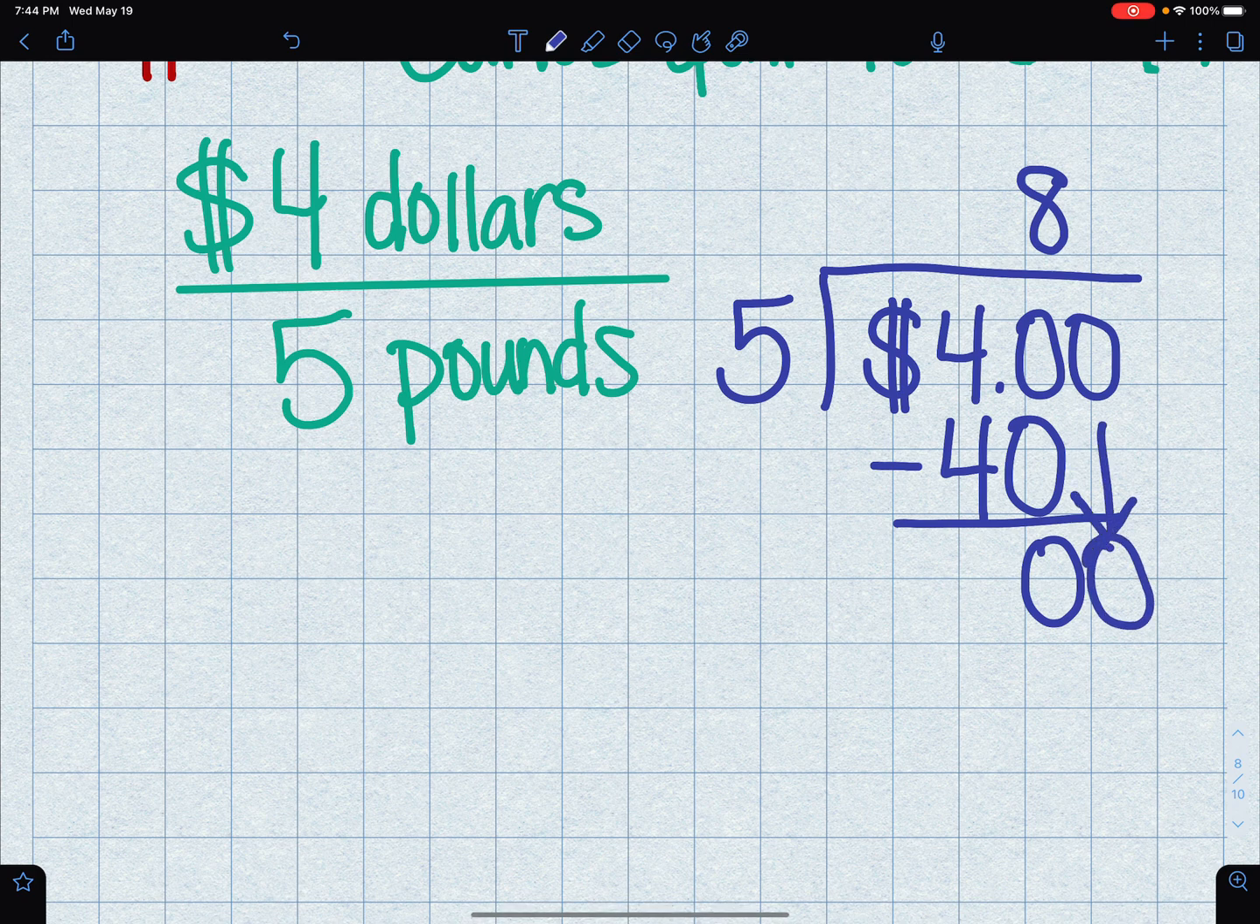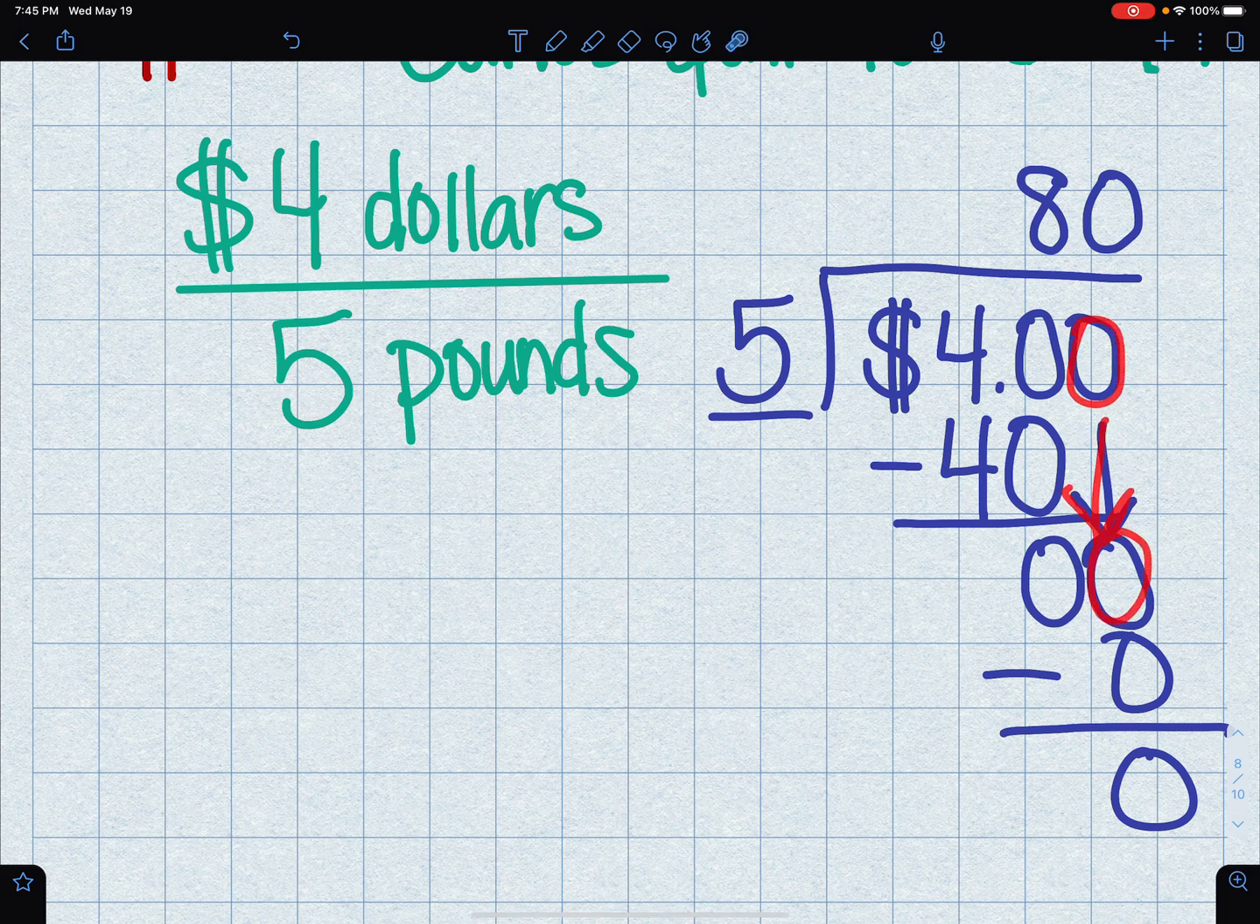Bring down this 0. How many times does 5 go into 0? It's going to be 0. So I have to put another 0 here. And then we do 0 times 5 is 0. Subtract. Remainder 0. And there's nothing to bring down. When there's nothing to bring down, then you know you're done with the division. I was not done at the earlier step because I still had to bring down that 0 and add that extra 0. But the other thing we have to do is bring the decimal straight up. So the decimal goes right here.